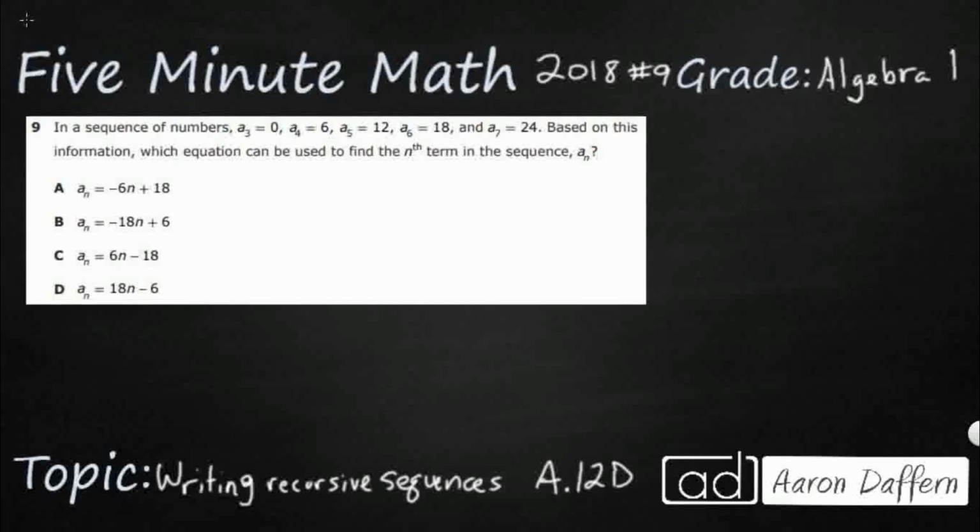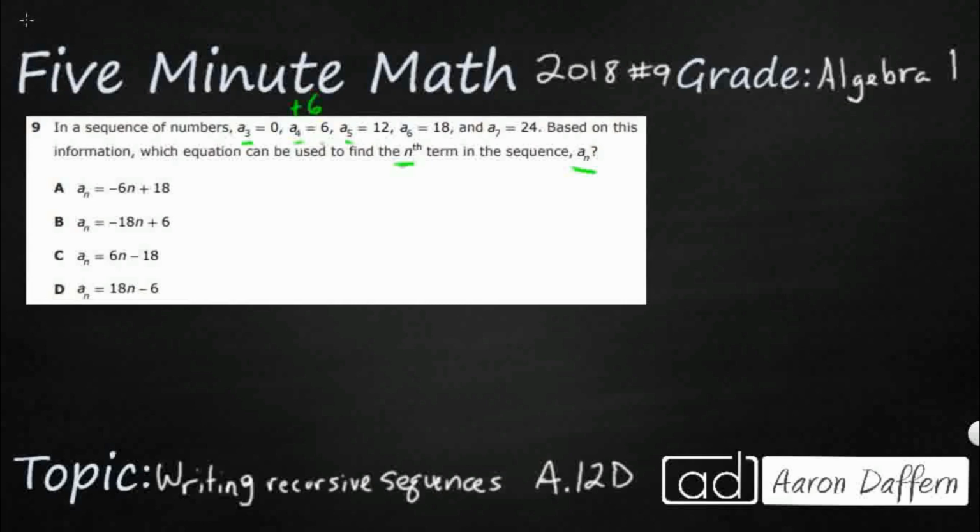So we have a sequence of numbers, and we need to find an equation that can be used to find the nth term. Now, here's the tricky thing with this sequence. We're not starting with 0, we're not even starting with 1, we're starting with the third term in the sequence. And so the third term is 0, the fourth term is 6, and the fifth term is 12, and so on. It seems like we could just add 6, right?